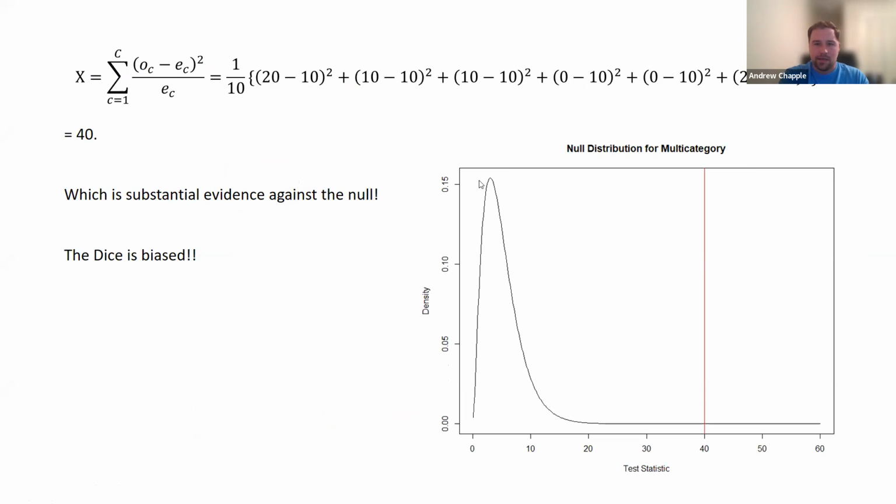This is what the distribution looks like if the null is true. So just like in the normal distribution, it's a little bit different, right? The chi-square distribution is skewed. I think we talked about this in the first module. So test statistics that are way outside of this bell-shaped area are evidence that the null is not true. So here I reject the null, and I can conclude the dice is biased in some way.